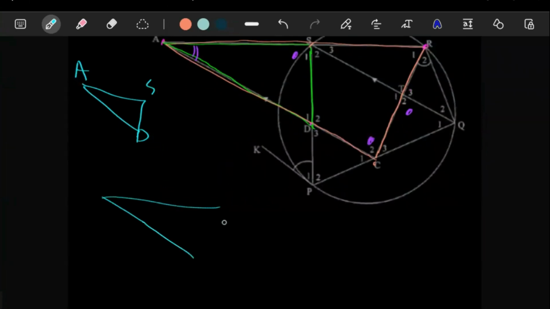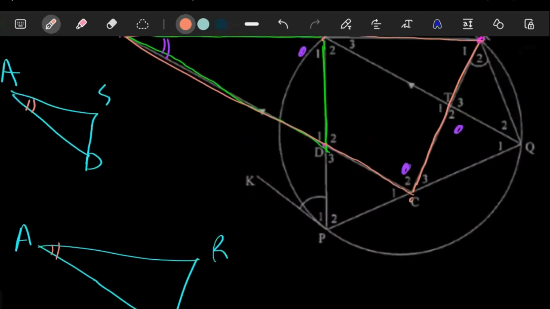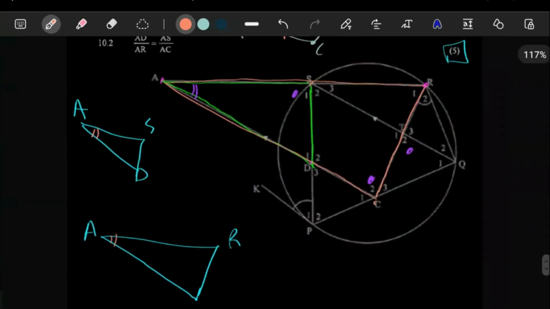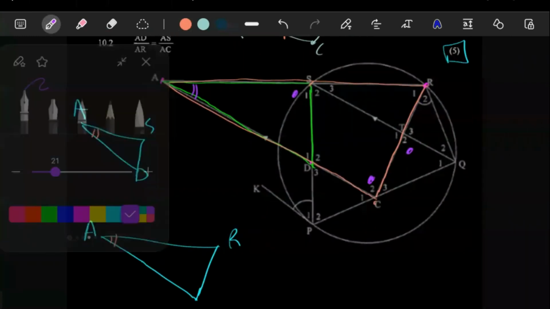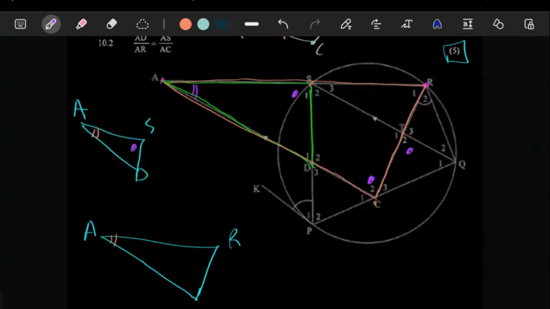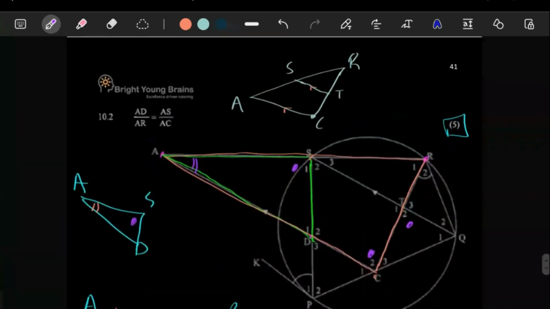You see? C here, R here, A over there. So this is a common angle, the A's. And then we're also going to eventually prove that angle S over there is equal to angle C over here. And then we're proving that they're similar, and we can easily write this out.